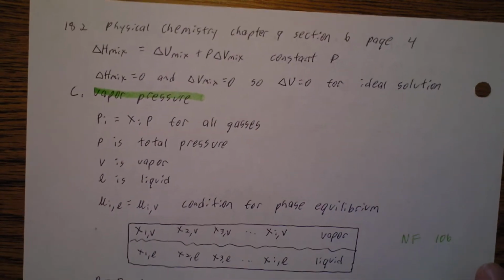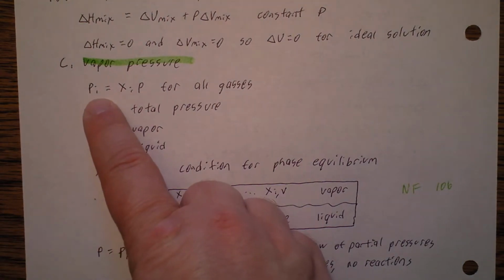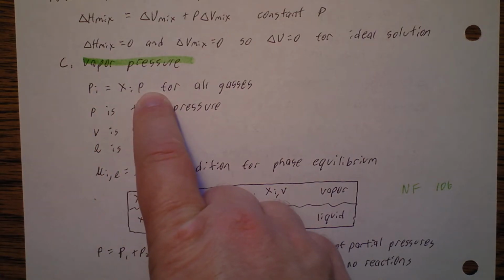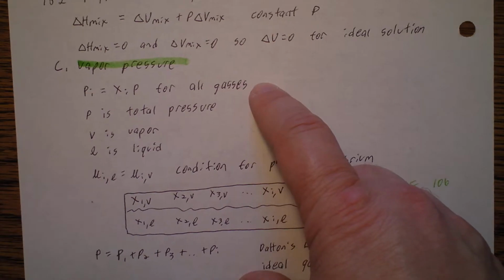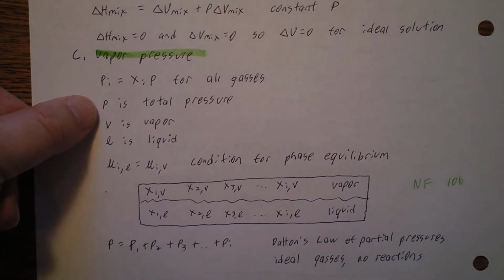Okay, now let's talk about vapor pressure with an ideal solution. Now, we know that the pressure of the substance i is equal to the mole fraction of the substance i times the total pressure for all gases. Now, remember, capital P is the total pressure.